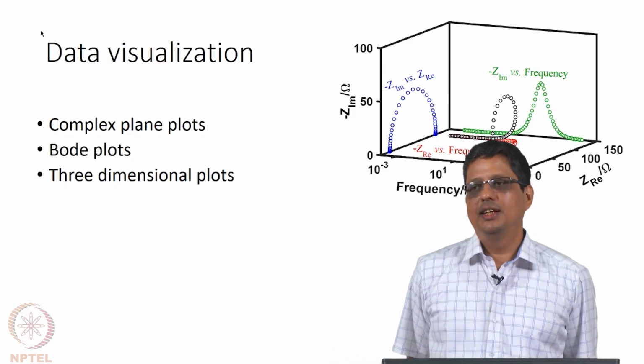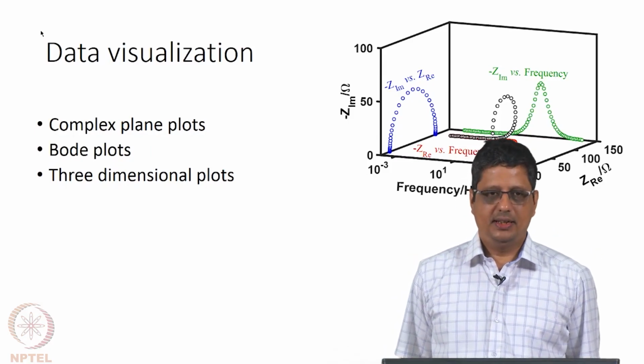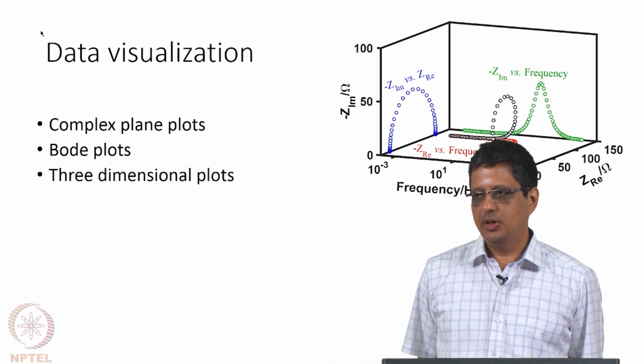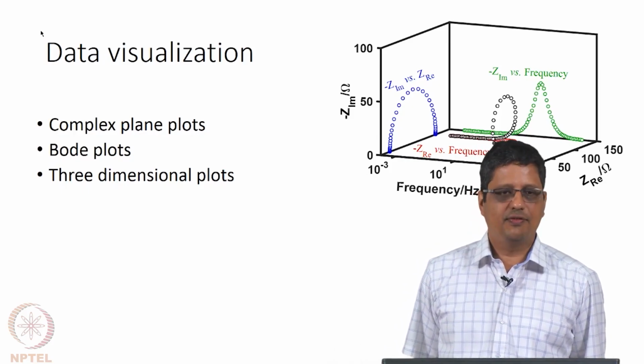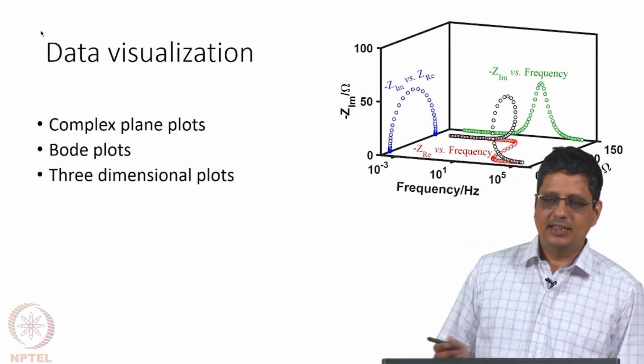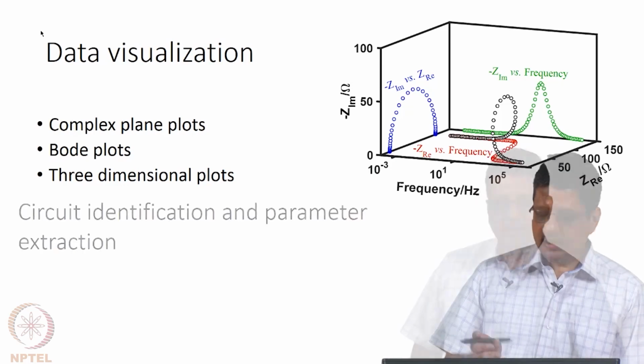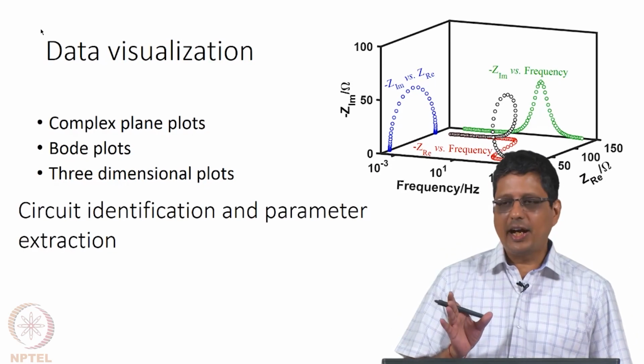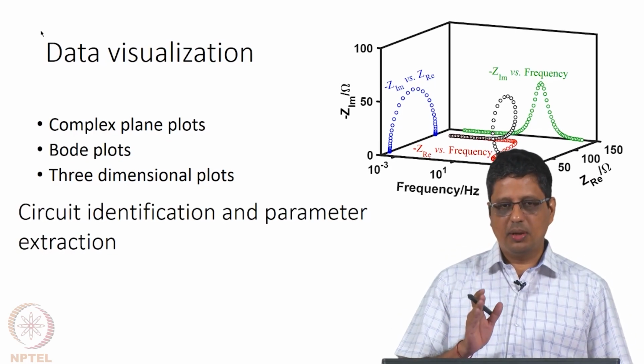Okay, what we saw earlier was that you can plot impedance as a Bode plot or as a Nyquist plot. In a Bode plot you show magnitude and phase as a function of frequency. In a Nyquist plot you show the imaginary part plotted versus the real part. Once you have data, can we identify which circuit will be suitable to model this?